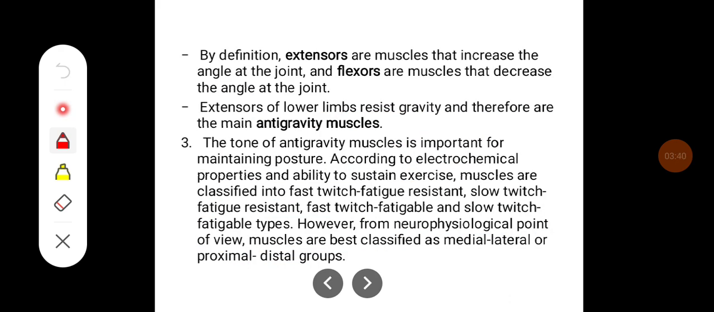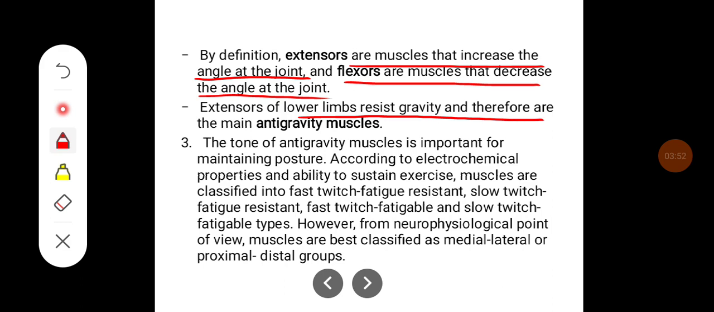By definition, extensors are the muscles that increase the angle at the joint, and flexors are muscles that decrease the angle at the joint. Extensors of the lower limb resist gravity and therefore are the main anti-gravity muscles. The tone of the anti-gravity muscle is important for maintaining posture.